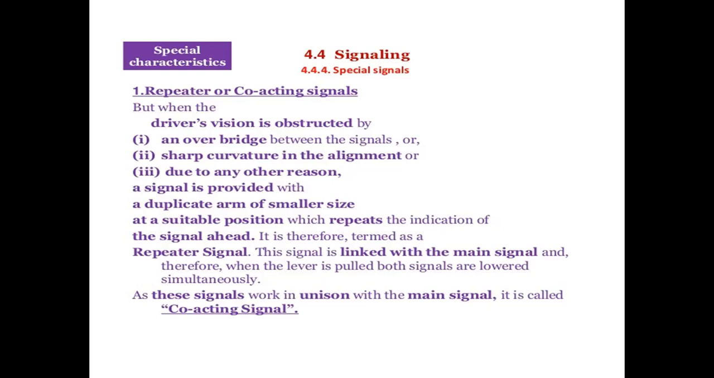So this repeater signal is linked with the main signal. It is also connected with the main signal. When the main signal arm is pulled down, simultaneously the repeater signal is also pulled down, as these signals work in unison with the main signal. It is called coacting signals.